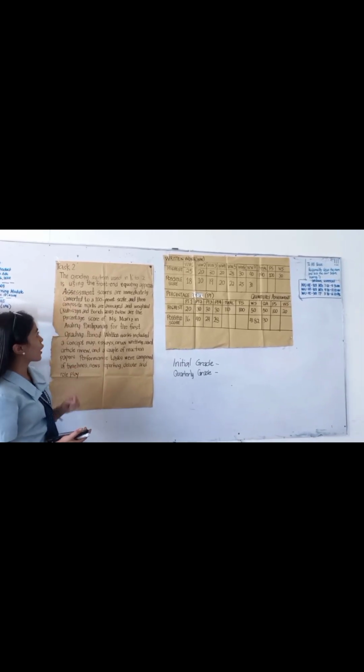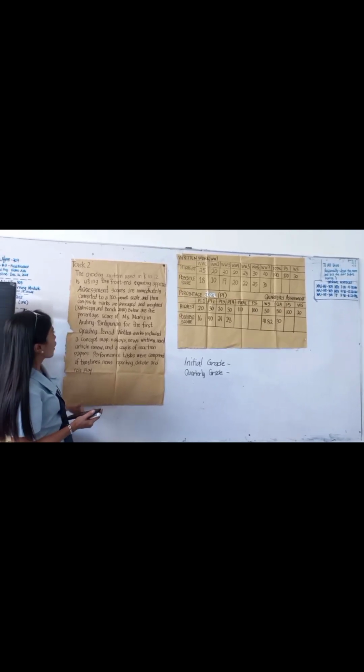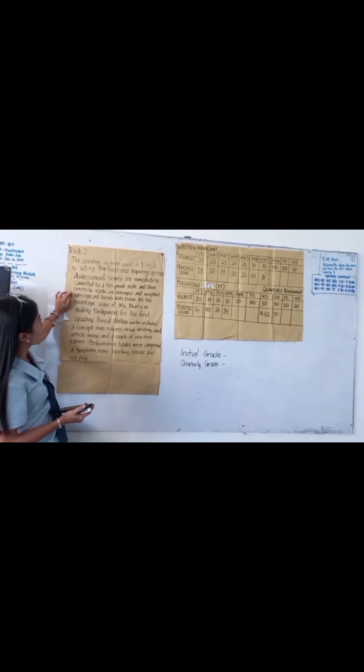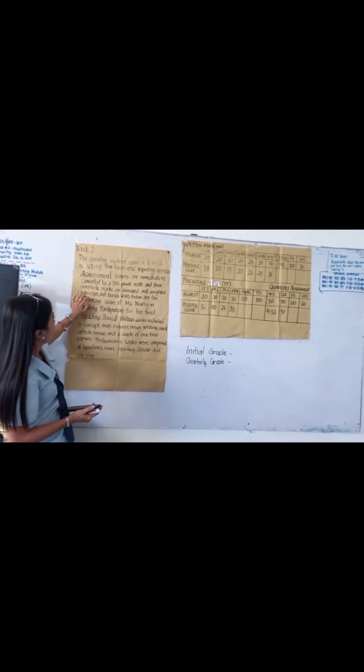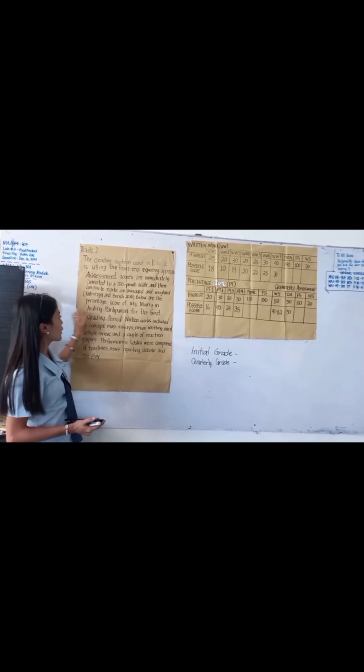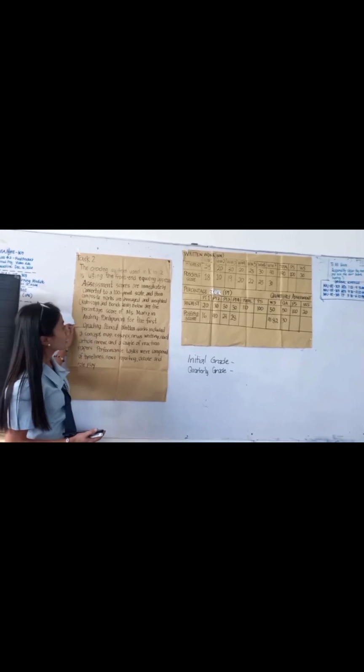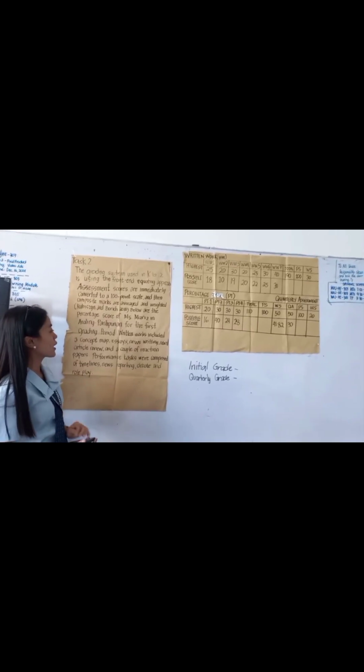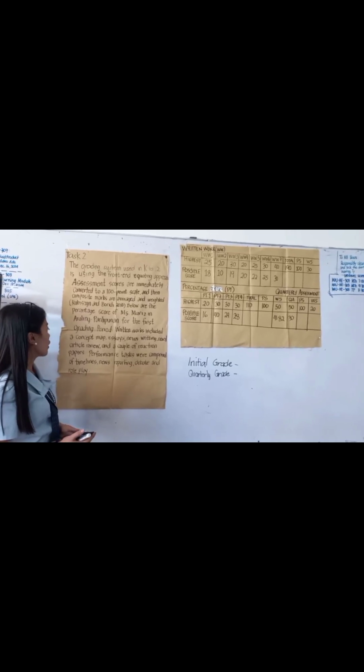The grading system used in K-12 is using the transmutation and weighting approach. Assessment scores are immediately converted to a 100-point scale, and then composite marks are averaged and weighted. Below are the percentage scores of Miss Marie and Aralin Panlipunan for the first grading period. Written works include a concept map, essays, news writing, news article review, and a couple of reaction papers. Performance tasks were comprised of timelines, news reporting, debate, and role play.